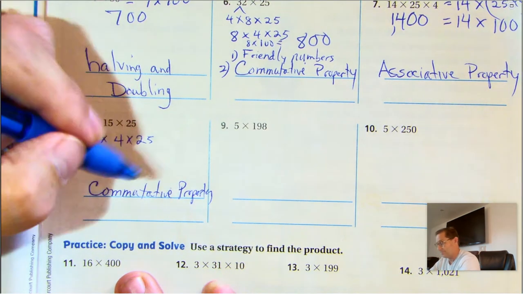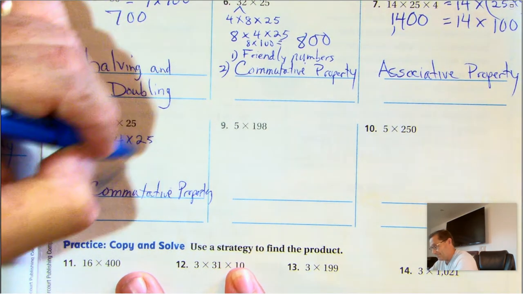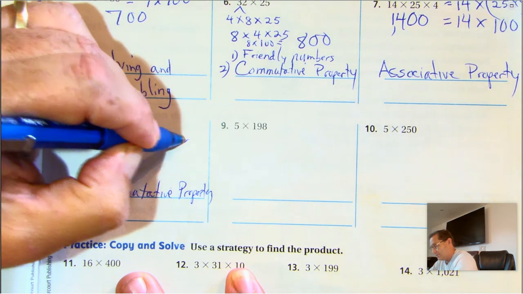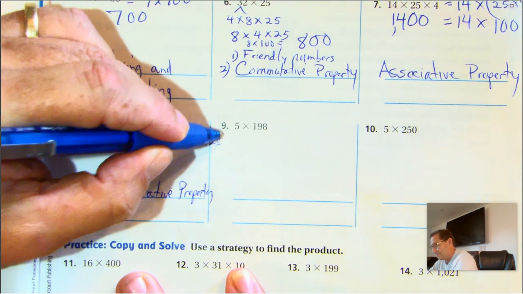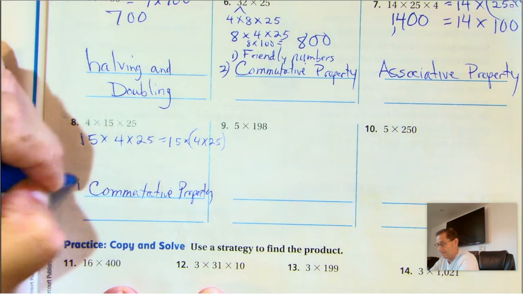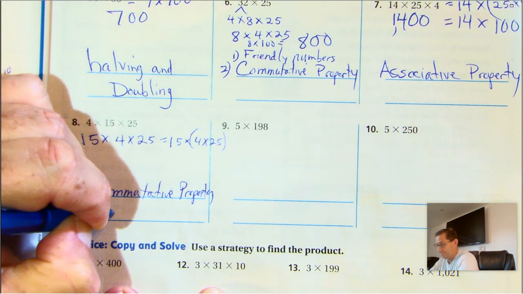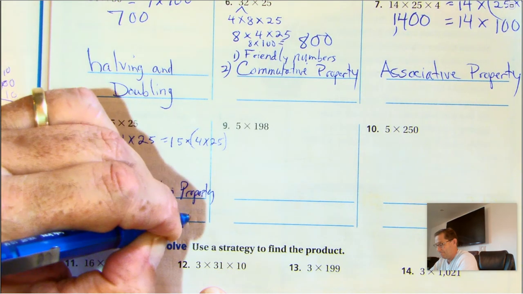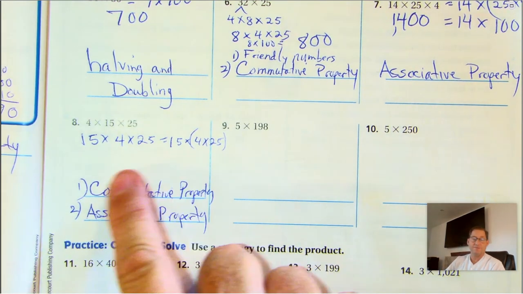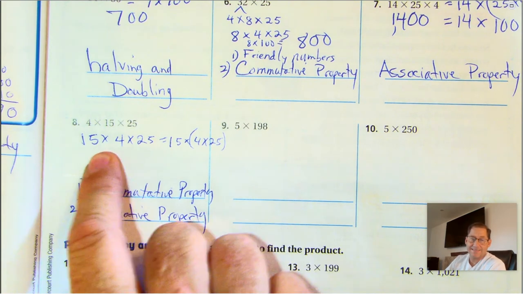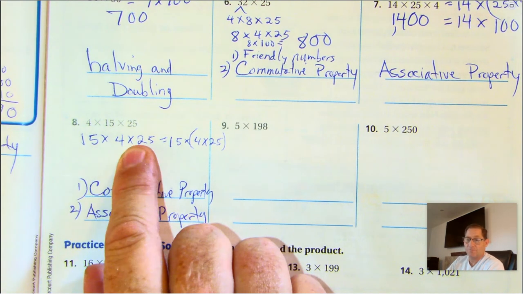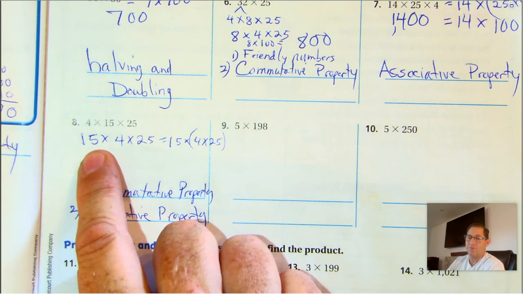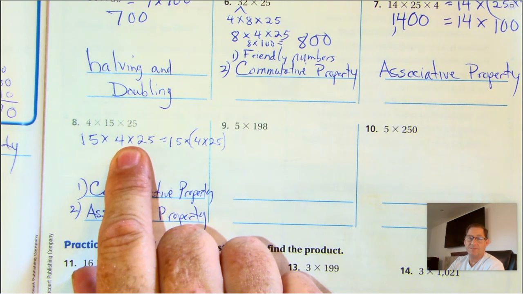And now my next step would be to group the 4 and the 25. And that's the associative property. So all I did, remember this technically tells me I have to do 15 times 4 first. And I don't want to do that. I want to do the 4 times the 25 first.